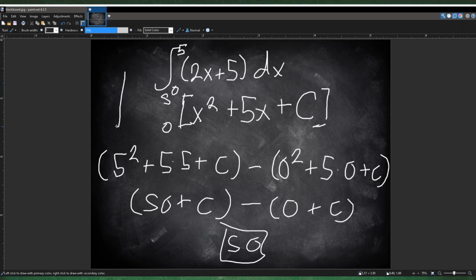What this looks like is that you have a graph of 2x plus 5, and then you have from 0 to 5. This area is equal to 50. And that's basically what it means.